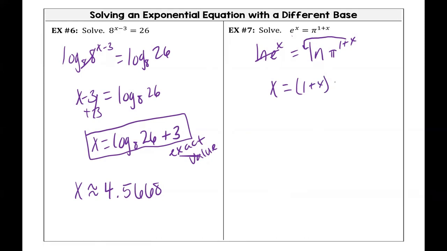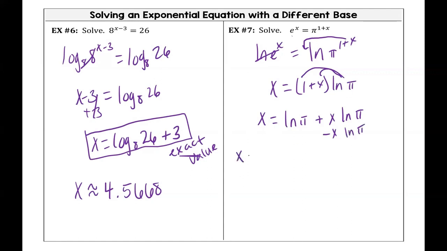Natural log of pi. Now I need to get all the x's to one side and all non-x's to the other side. So I'm going to distribute the natural log of pi. We get x equals natural log of pi plus x natural log of pi. All terms with x are going to move to the other side, so I'm going to subtract x natural log of pi.